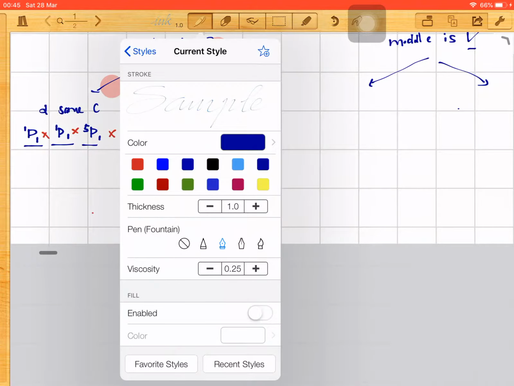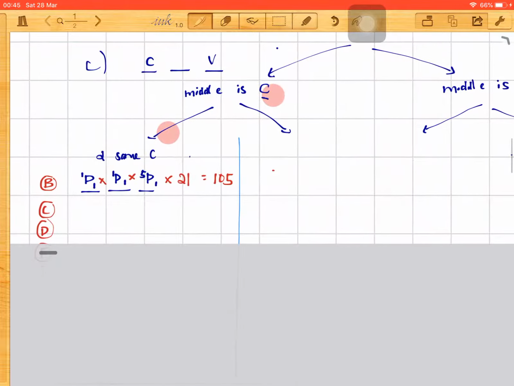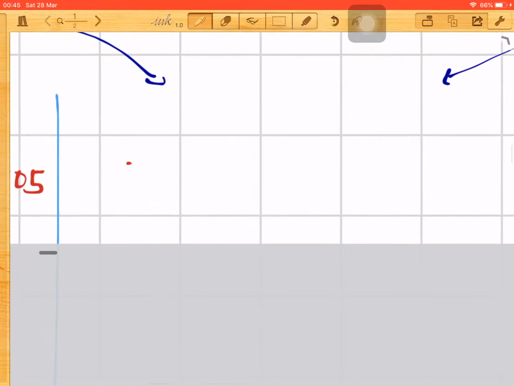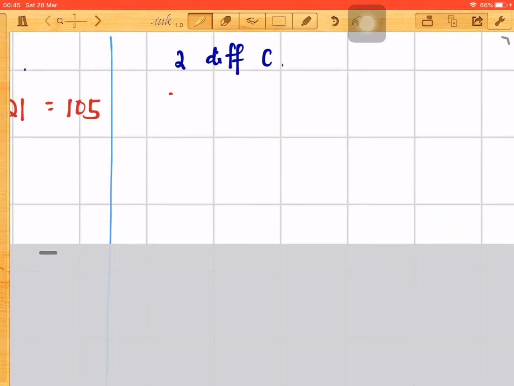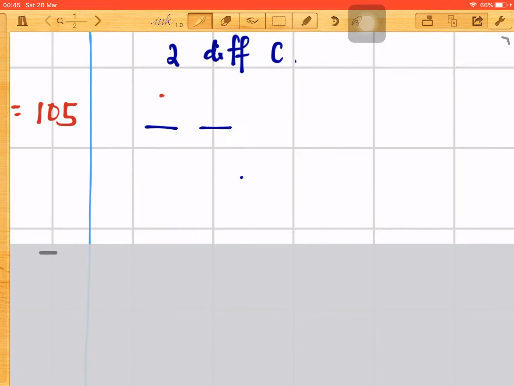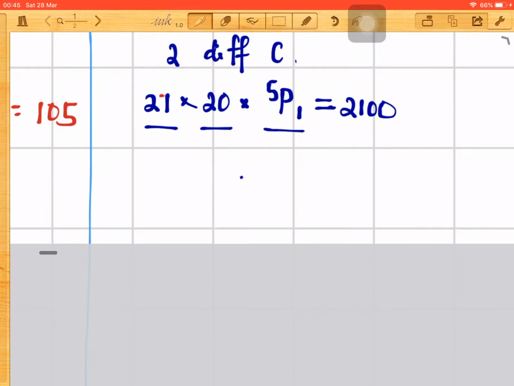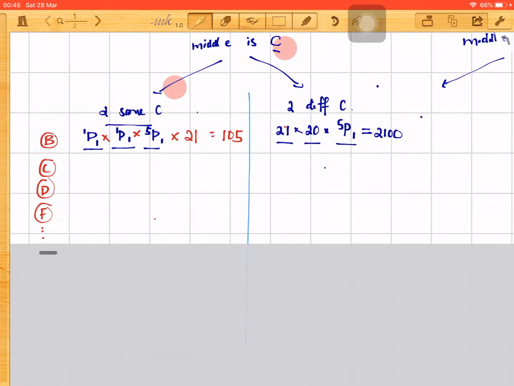Then you have the second case where the consonant is not the same. Right? So when the 2 consonants are not the same, it is actually a bit easier. So here you have 21, because you have 21 consonants, and after you choose that one consonant, the next one you only have 20 left. The last one is still a vowel, so it's still 5P1. The answer is 2100. That's it.